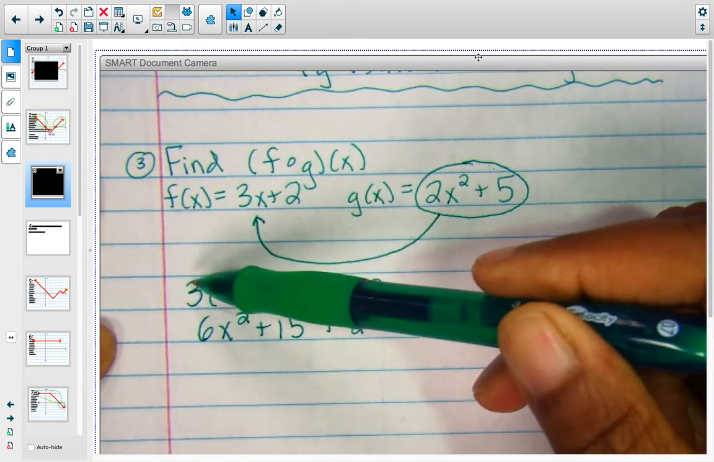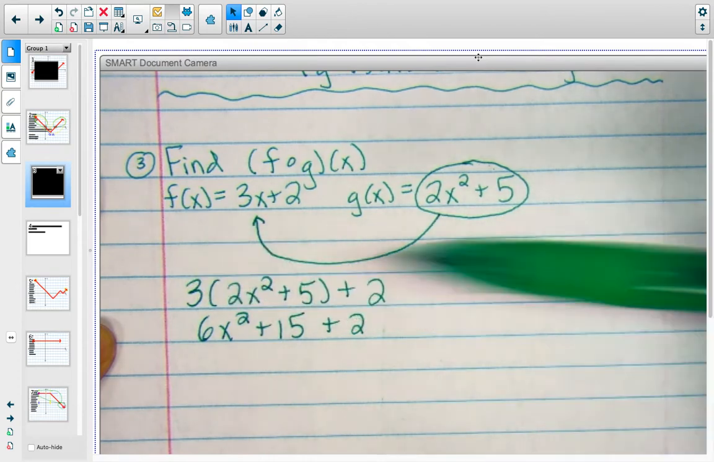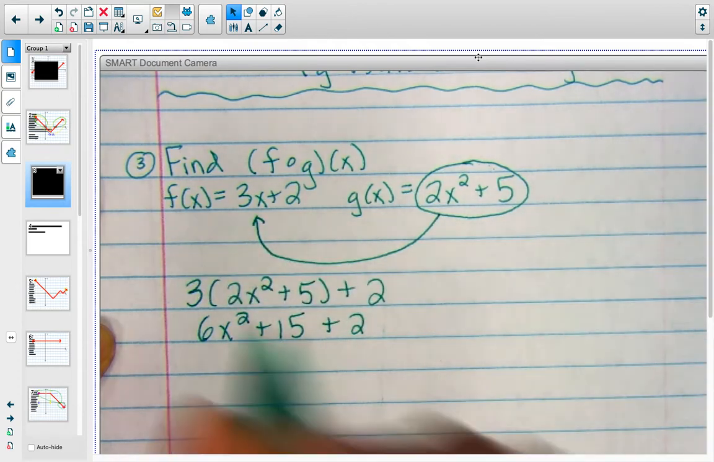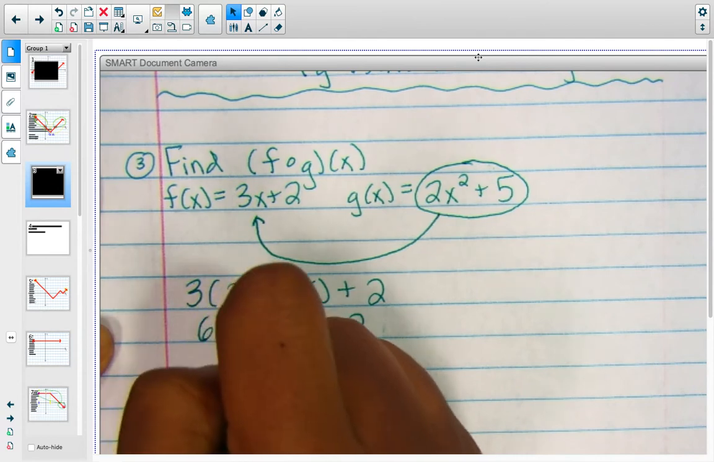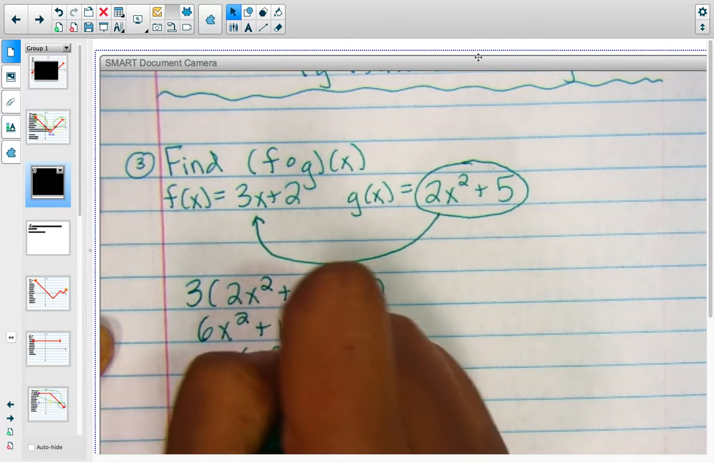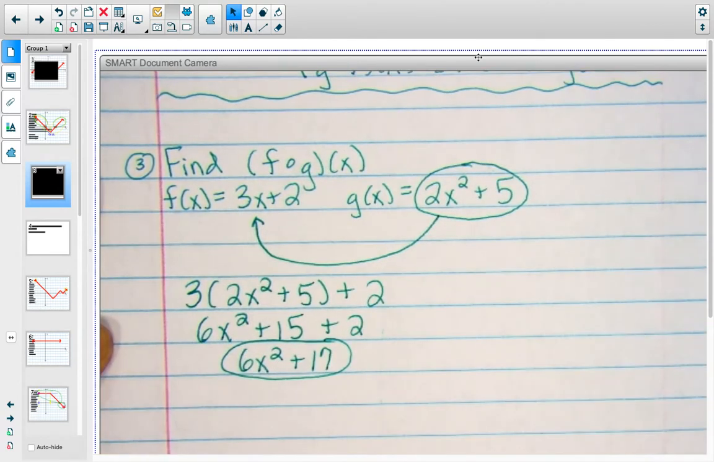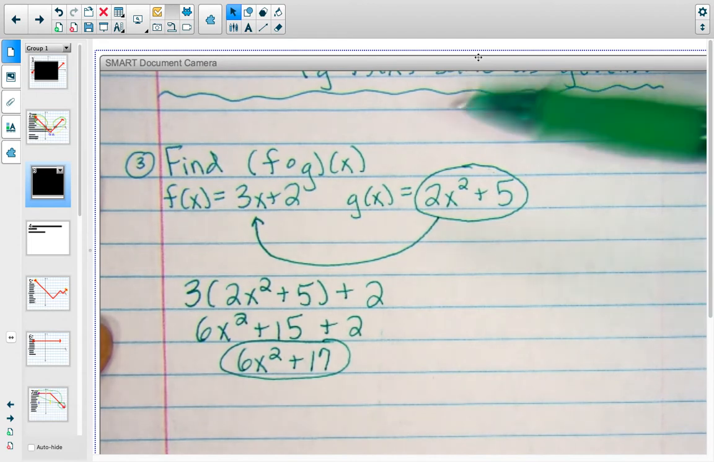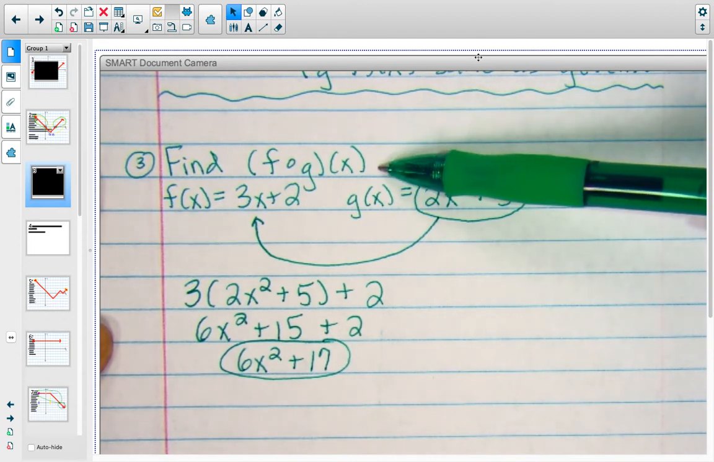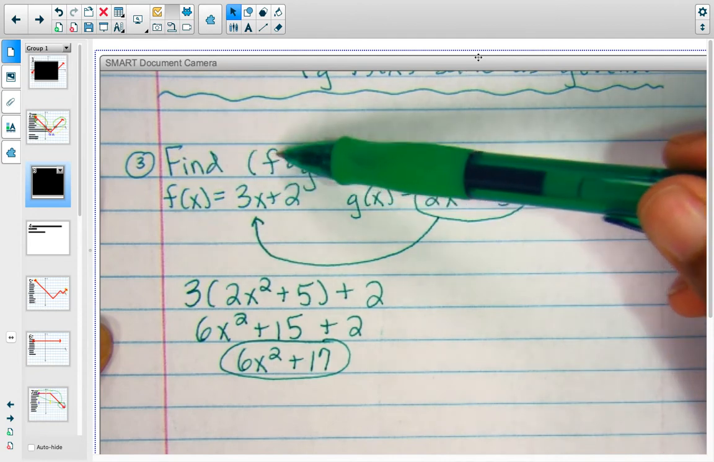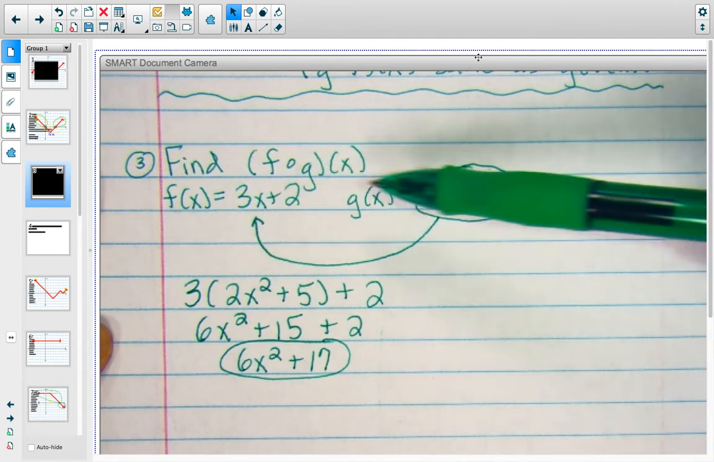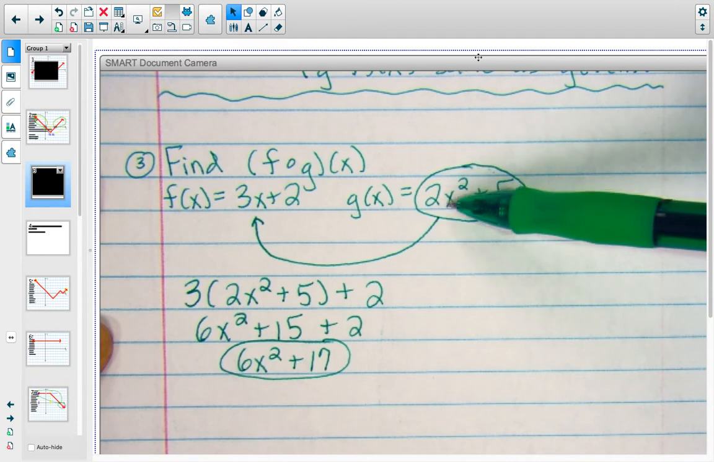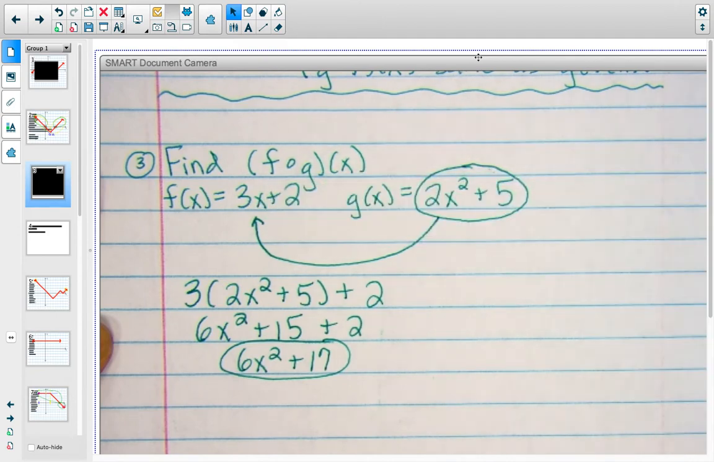Again, if you need to put arrows up here at the top to keep track of where you're multiplying, there's nothing wrong with that. Combine like terms, we get 6x squared plus 17. Now, I only had to do one direction because that's all that the problem asked for, which is absolutely fine. It told us to find f of g of x, so we went one direction, and the direction we went was to take g and plug it into f.